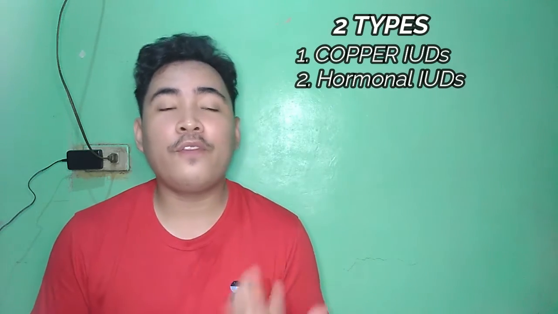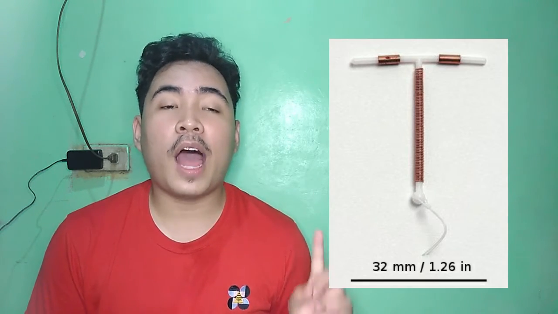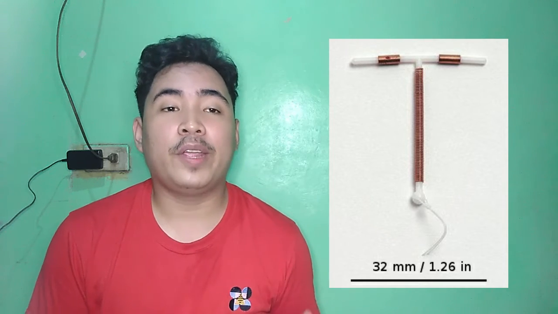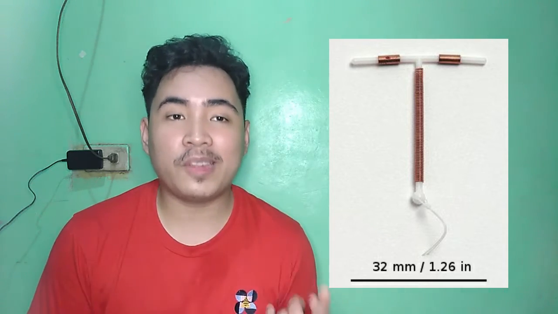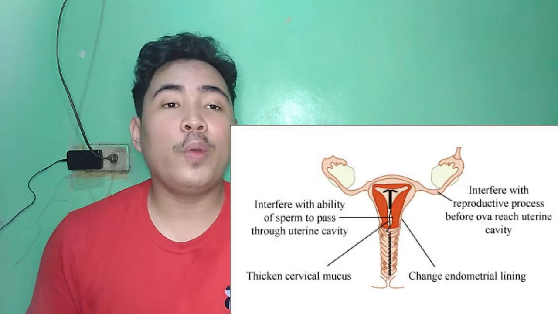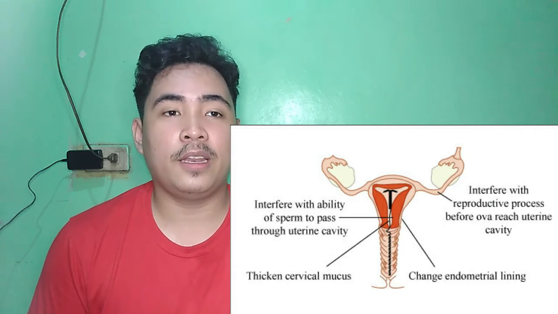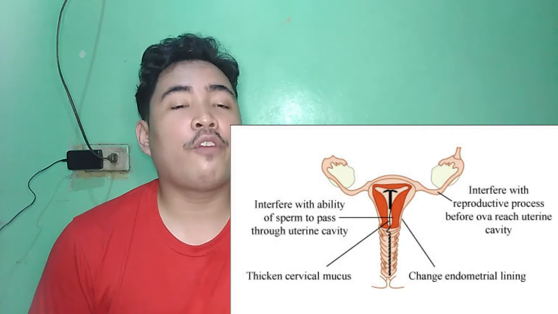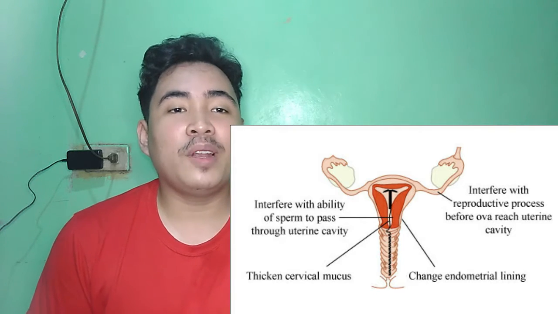The difference between these two is that the copper IUD has copper in it. Just as good-to-know information, sperm cells do not like copper, so they go in a different direction, and most likely they will not be able to reach the egg. The next one is the hormonal IUD.